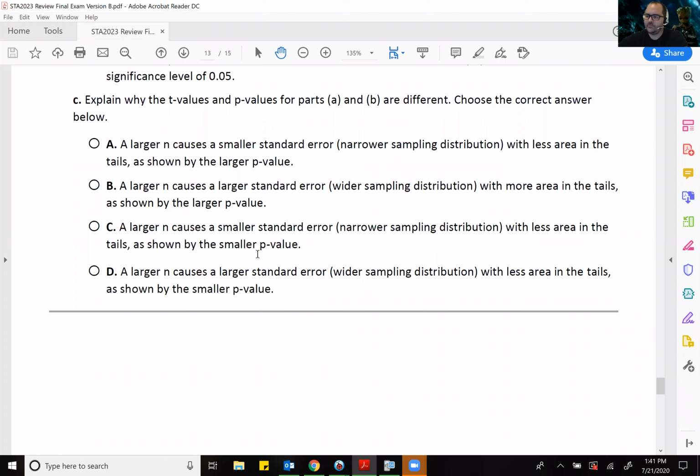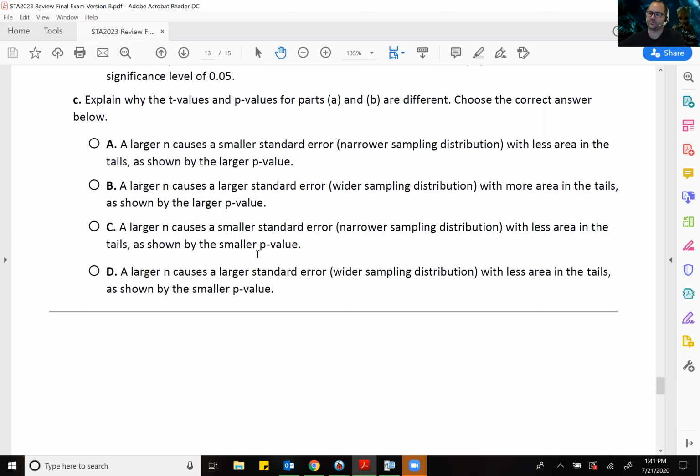As shown by the smaller p-value. Okay. And there you go. The larger the sample size, the smaller everything else becomes, because a t distribution depends upon that sample size.